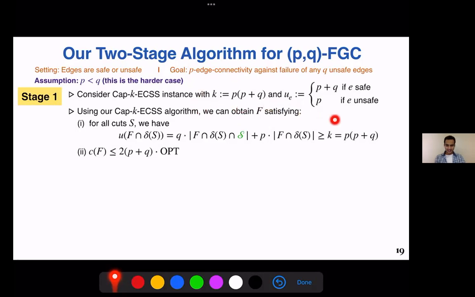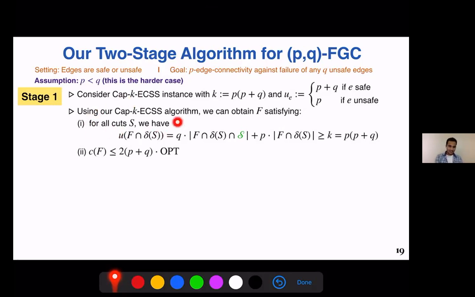Again, recall that in the first half of the talk, I mentioned that P, Q FGC and Cap-k-ECSS are not comparable. But it turns out that this particular instance gives us a partially feasible solution for the P, Q FGC problem. So why does that work? I'll explain it now.